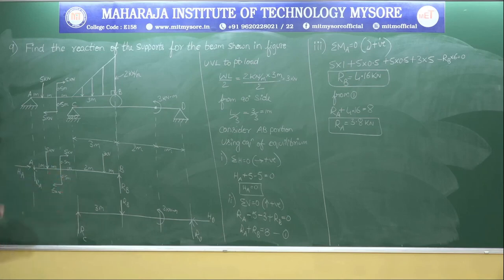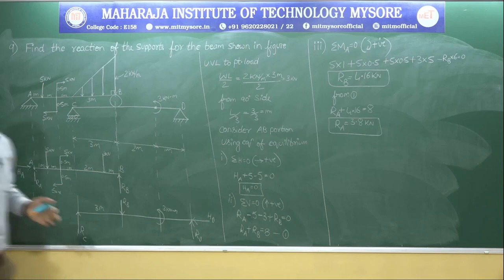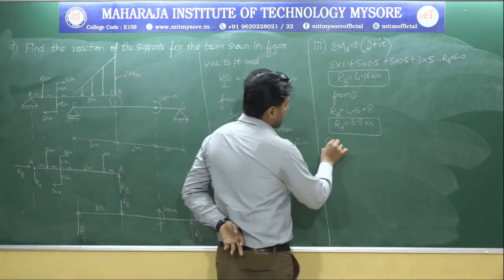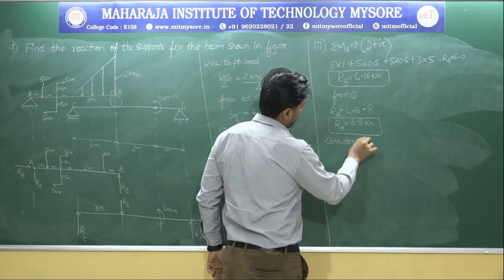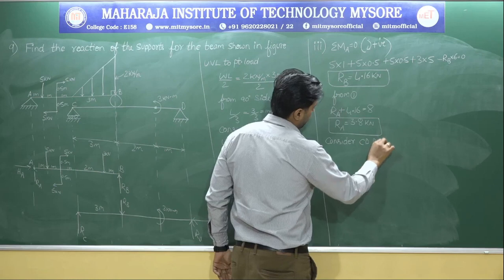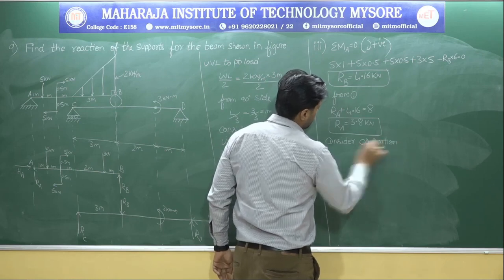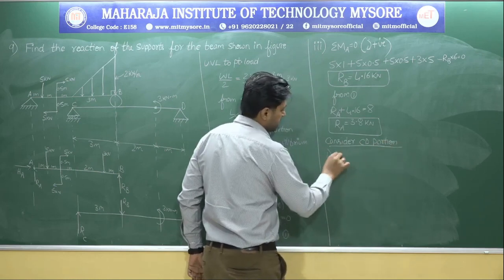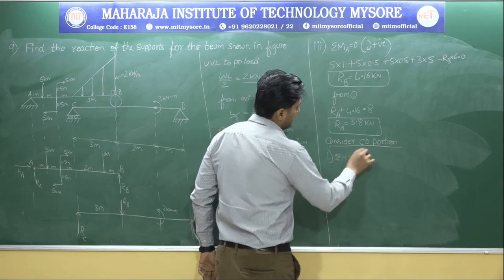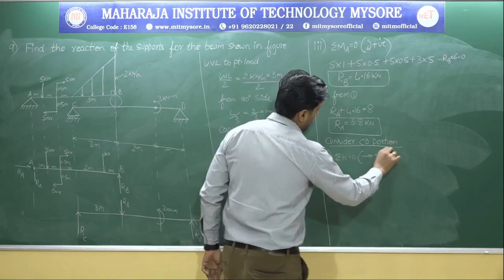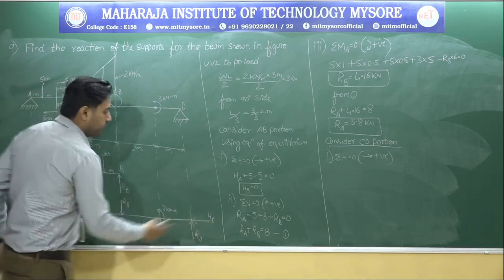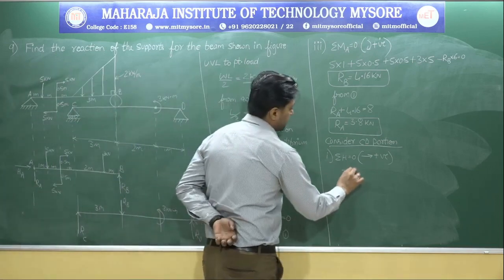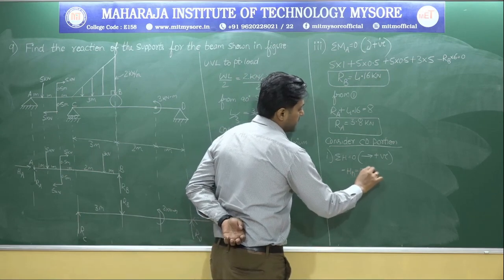We are left with the CD portion. So now consider the CD portion. Let us be fast. Again apply the equations of equilibrium. First one is sigma H is equal to 0, rightward direction positive. In the CD portion, we have only one value, minus HD is equal to 0, or finally HD is equal to 0.